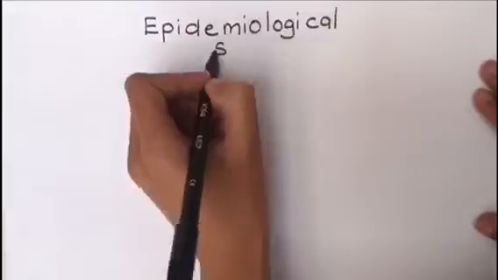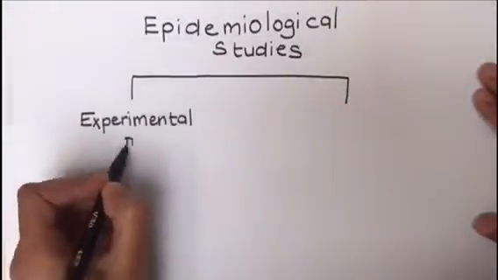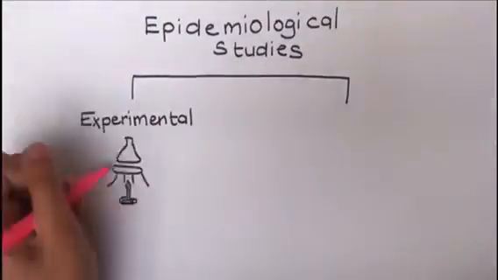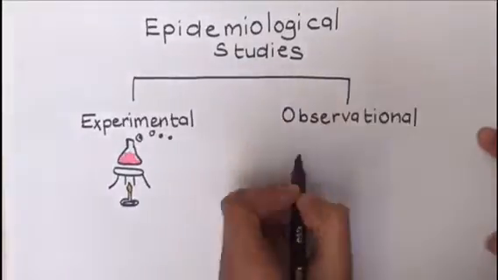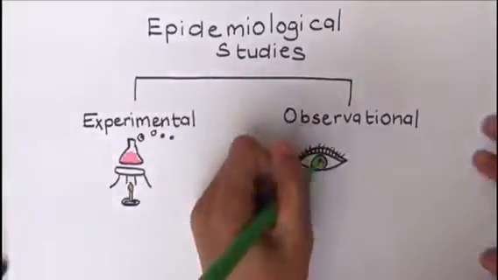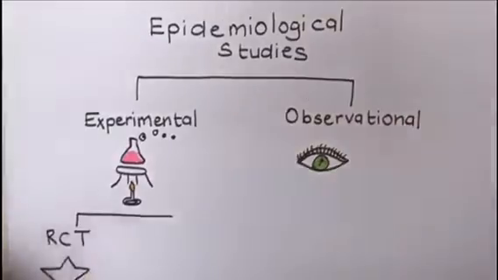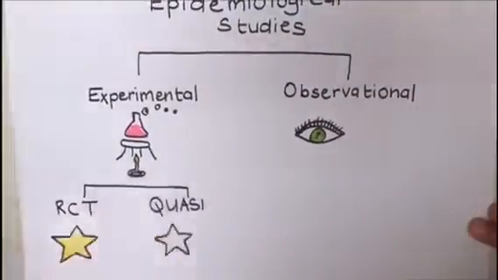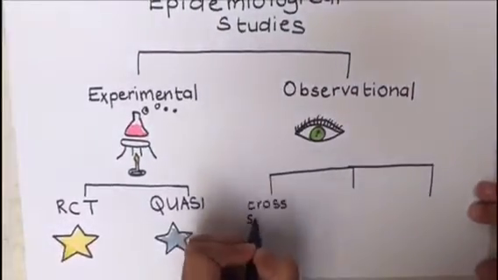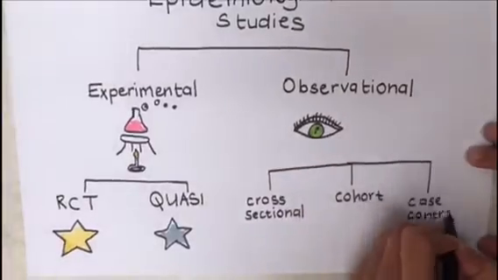Epidemiological studies can be divided into two main sections, namely experimental studies and observational studies. The different kinds of studies which fall under these two sections include randomized control studies, quasi experiments, cross-sectional studies, cohort studies, and case control studies.